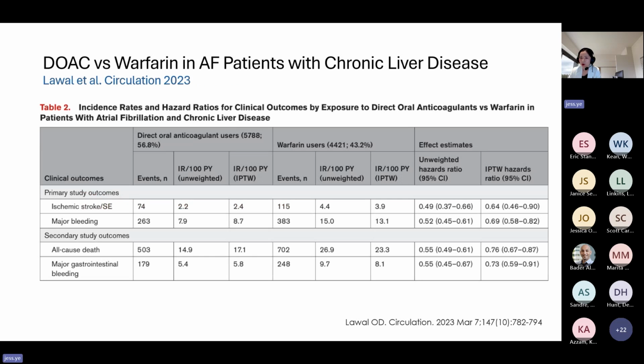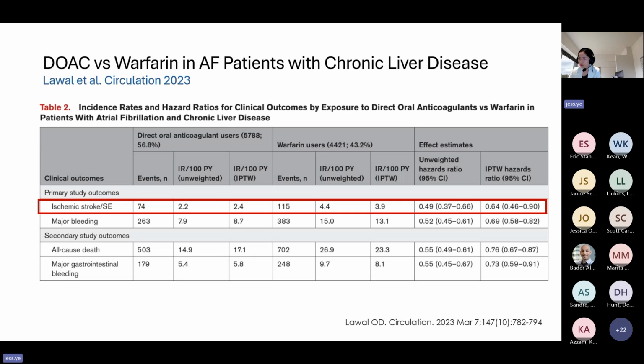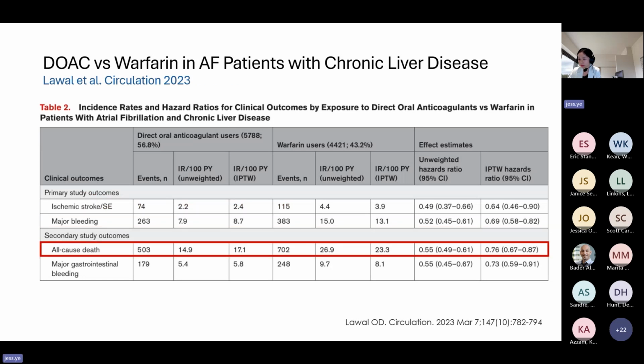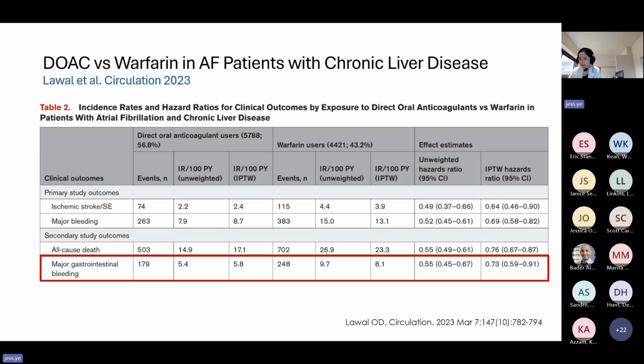In this study, the authors found that compared with warfarin, patients treated with DOAC as a class had a 36% lower risk for ischemic stroke and systemic embolism, looking at the inverse probability of treatment weighting hazards in the last column. A 31% lower risk for major bleeding, a 24% lower risk for all-cause death, and a 27% lower risk for major bleeding.